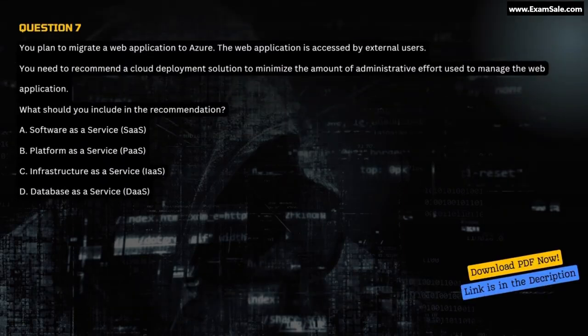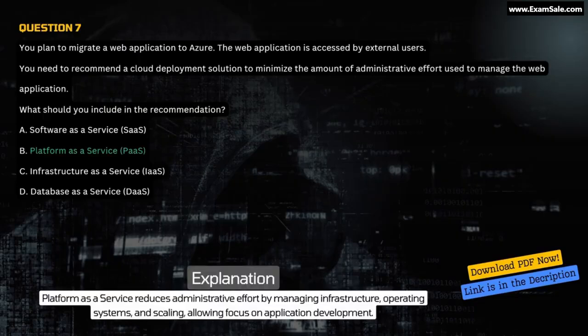Question 7. You plan to migrate a web application to Azure. The web application is accessed by external users. You need to recommend a cloud deployment solution to minimize the amount of administrative effort used to manage the web application. What should you include in the recommendation? A. Software as a Service SaaS. B. Platform as a Service PaaS. C. Infrastructure as a Service IaaS. D. Database as a Service DaaS. Correct answer B. Platform as a Service PaaS. Explanation. Platform as a Service reduces administrative effort by managing infrastructure, operating systems, and scaling, allowing focus on application development.